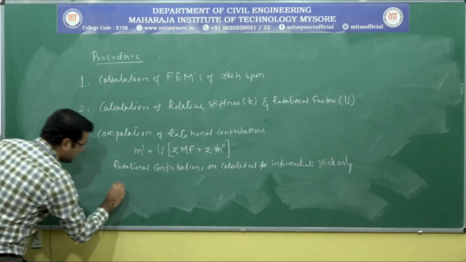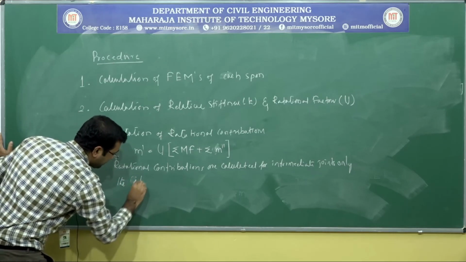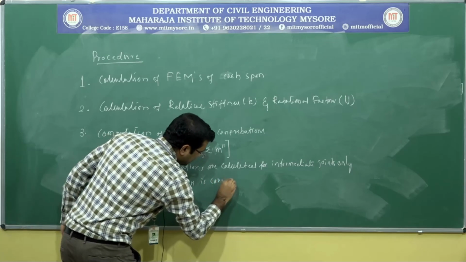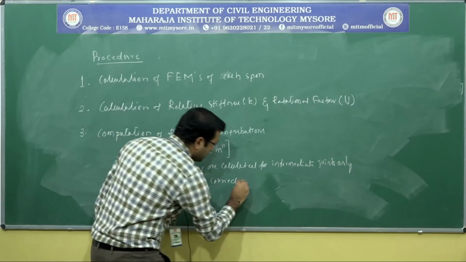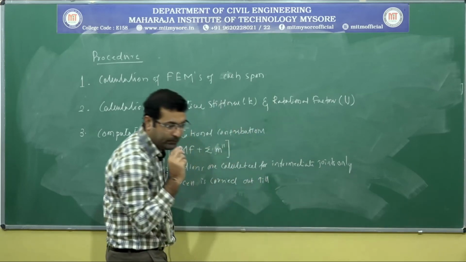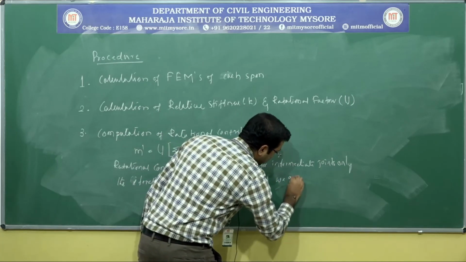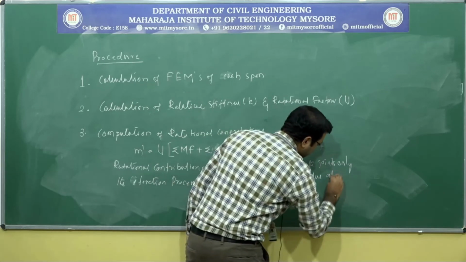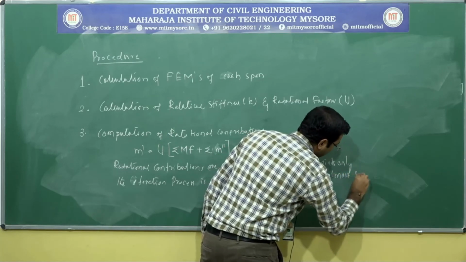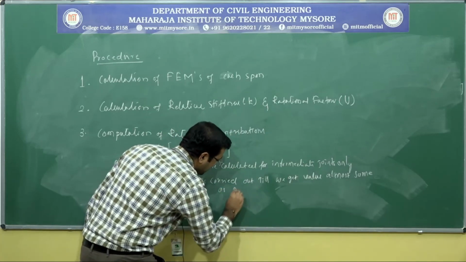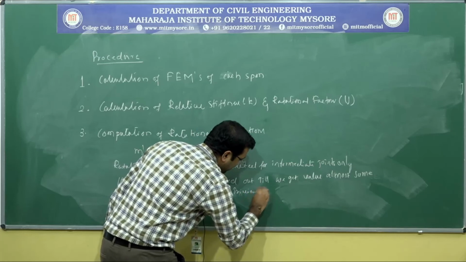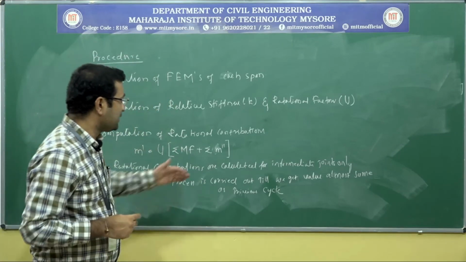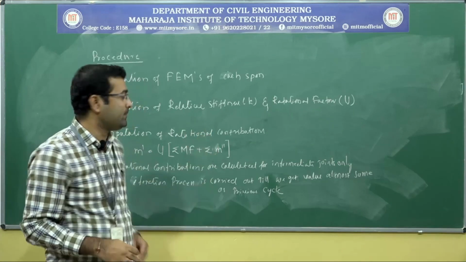The iteration process is carried out till we get the values almost same as the previous cycle, means until we get the same rotational moment values, we need to keep on repeating the cycles. Once we get the same values, then we have to stop the cycle.